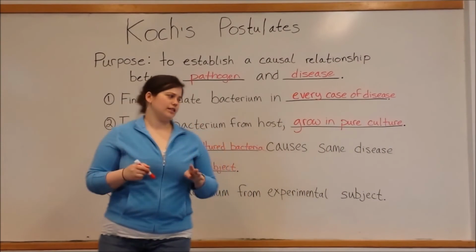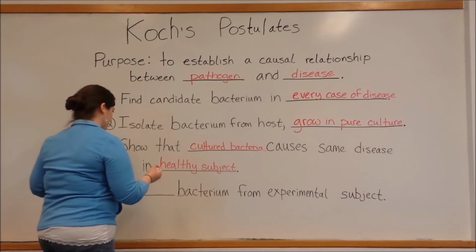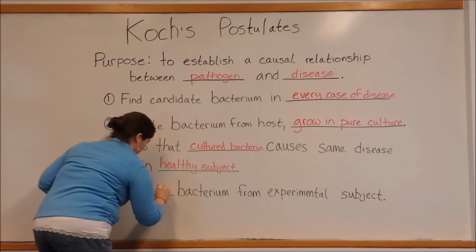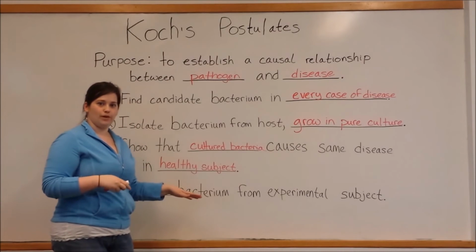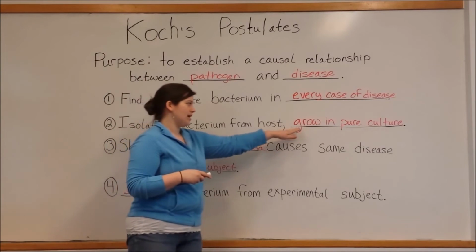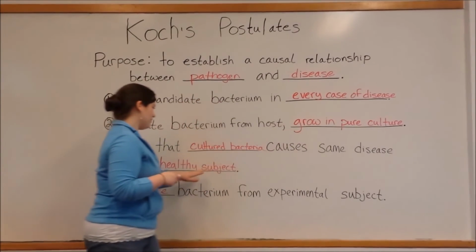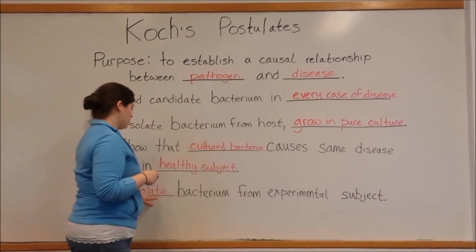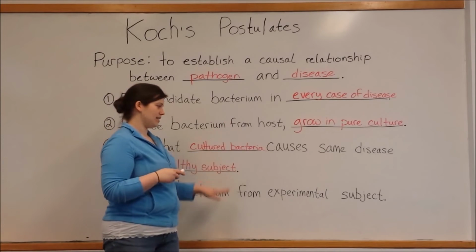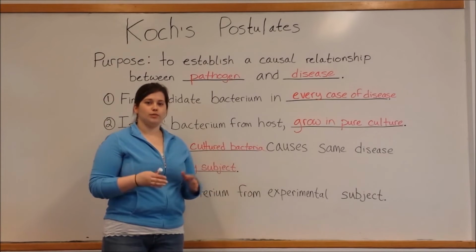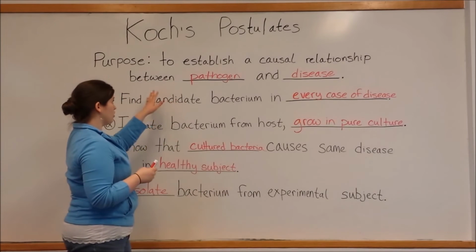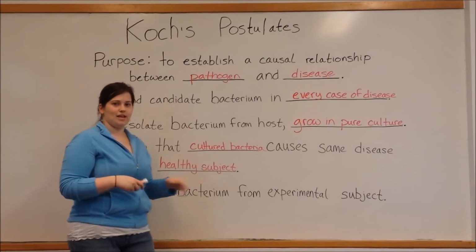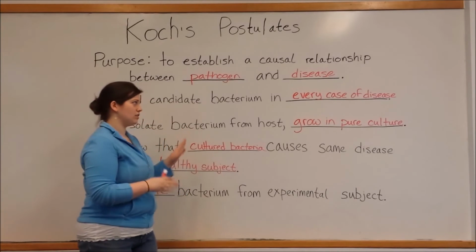And then finally, the 4th criterion is that you have to isolate that same bacterium from the experimental subject. So, once you've taken the bacterium growing in pure culture, infected a healthy subject with it, to show that it causes the same disease, you then have to be able to re-isolate that same bacterium from the experimental subject. This proves definitively that the original bacteria that you found in every case of the disease is capable of causing that same disease in an experimental subject. And these are Koch's postulates.